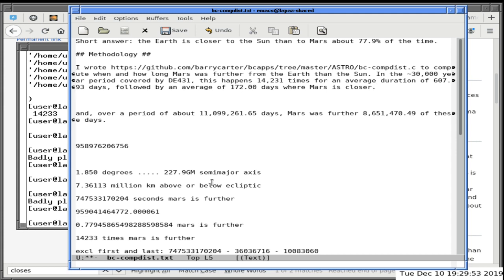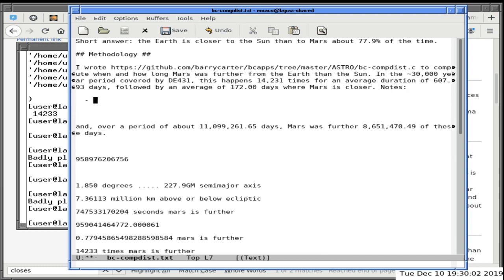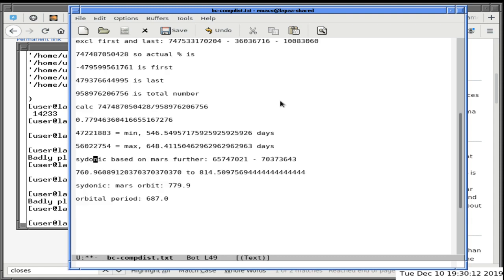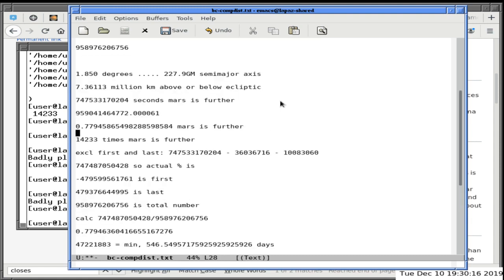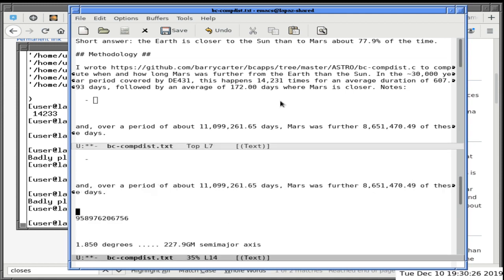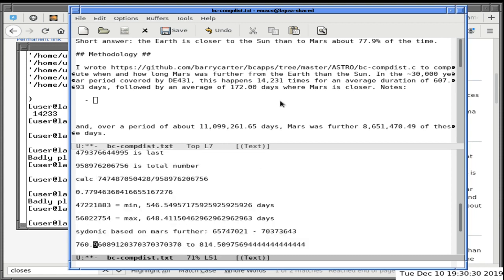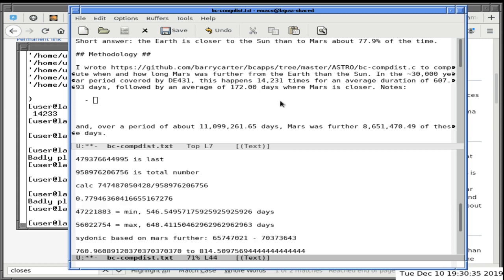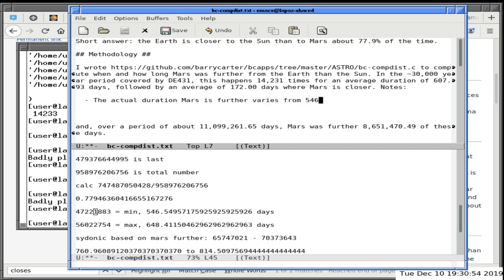I think we can include some notes in here. Even though technically these would go under notes, I think we can just put them in here. And here's where we can sort of say, blah, blah, blah. Where do we have our extrema? Come on, we have some nice numbers here too, don't we? Oh, here we are. So, there we are. The actual duration Mars is further varies from 546.55 days to 648.1 days.